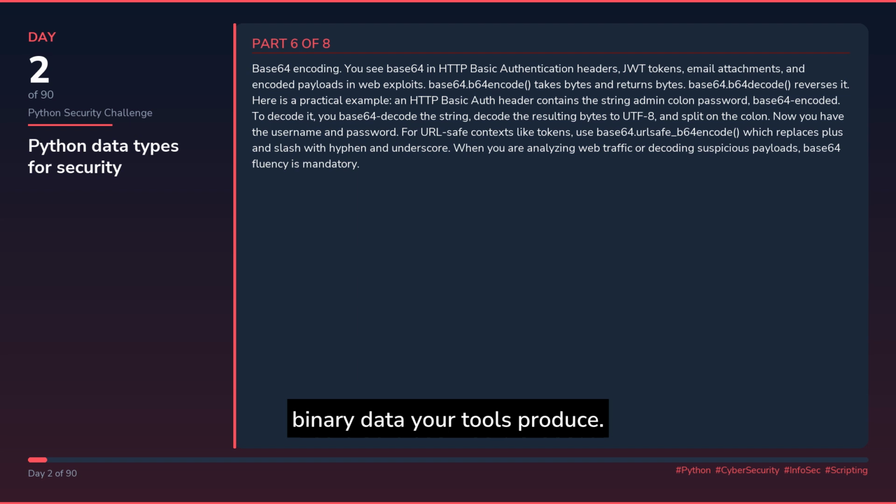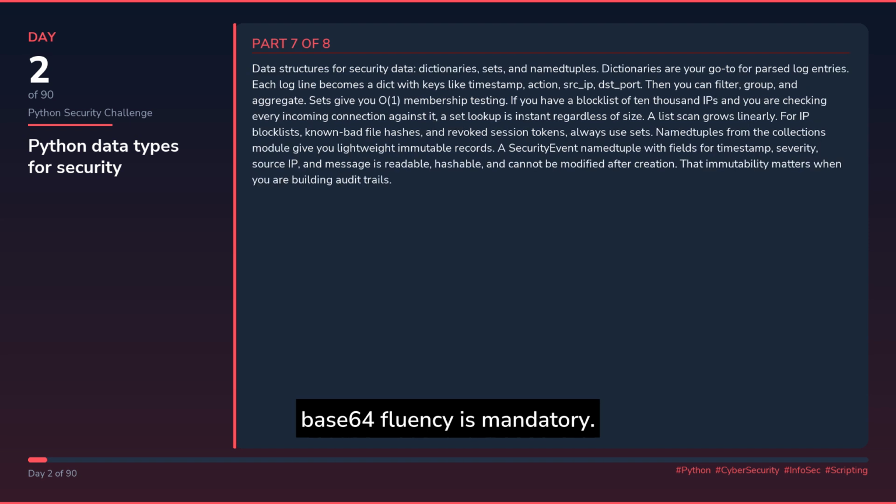For URL-safe contexts like tokens, use base64.urlsafe_b64encode, which replaces plus and slash with hyphen and underscore. When you are analyzing web traffic or decoding suspicious payloads, base64 fluency is mandatory.